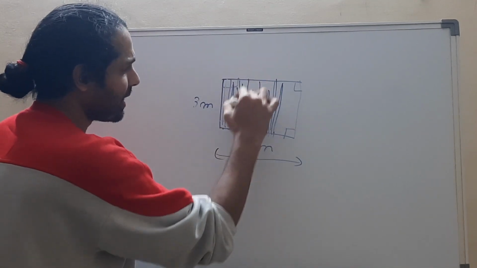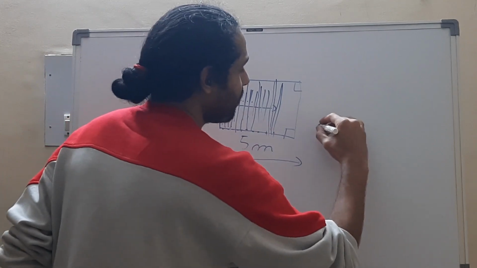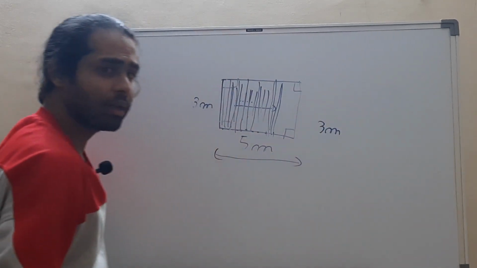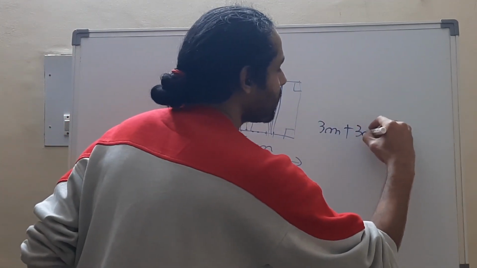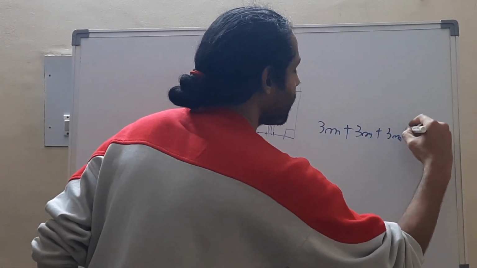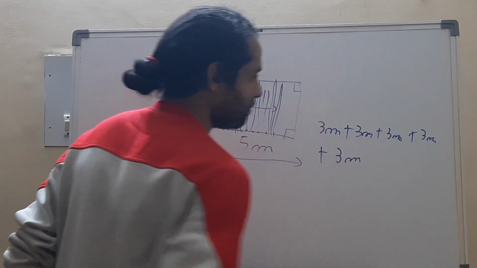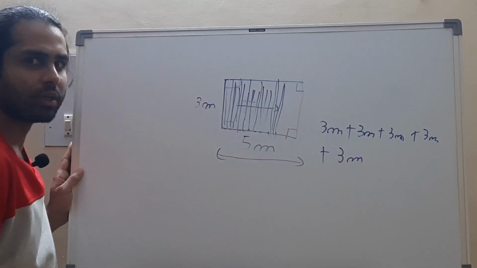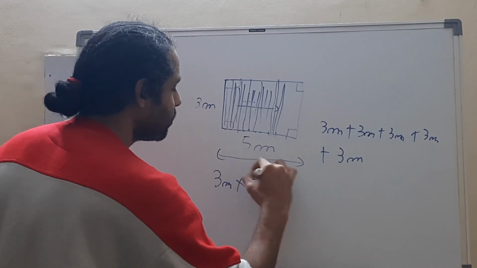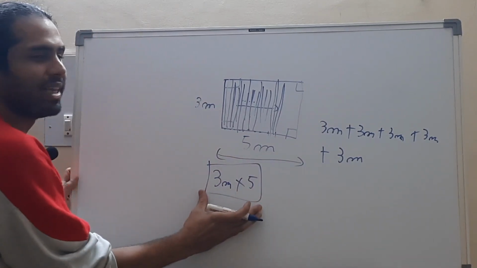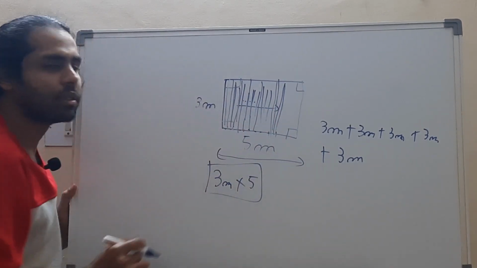Let's say I just draw 5 lines. What's the total amount of space that I have covered? I have 3 meters per line and I've drawn only 5 lines. That will be 3 meter plus 3 meter plus 3 meter plus 3 meter, 1, 2, 3, 4, plus 3 meter. This much total space has been covered. A short way of writing that is 3 meter into 5. But of course, 3 meter into 5 doesn't cover the entire space. It's just 5 lines. It will cover a very small space in this rectangle.